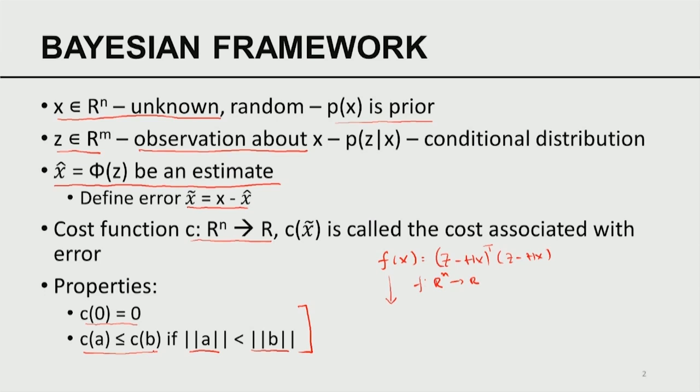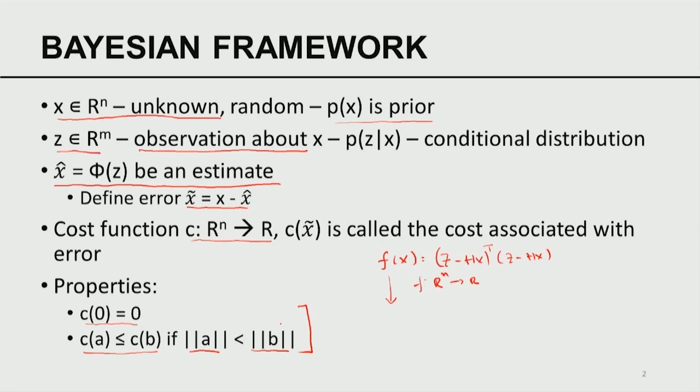Norm of a less than norm of b means the length of the vector a is less than the length of the vector b. So if a is one error, b is another error. If the norm of a is less than norm of b, a is smaller than b. If a is smaller, the cost associated with a must be less than or equal to the cost associated with b. What does it tell you? It tells you some kind of a monotonicity property.